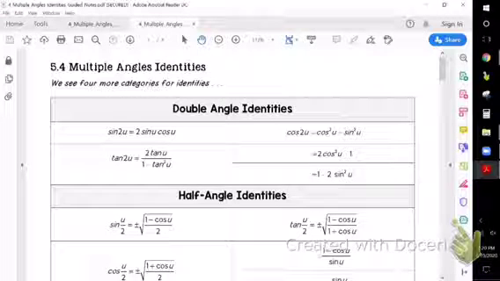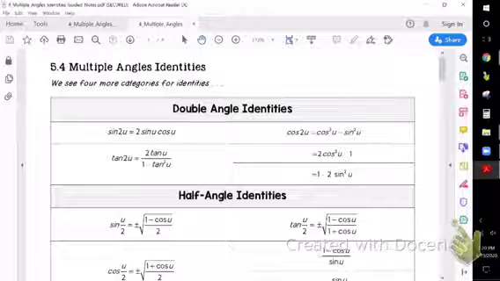Okay, 5.4 talks about multiple angle identities. And so we have 4 more categories of identities. Notice the first group here is our double angle identities. Double angle, remember if something's doubled, it's being multiplied by 2.